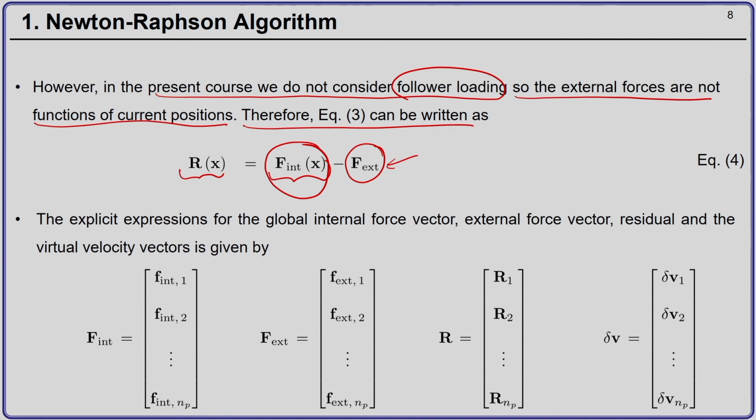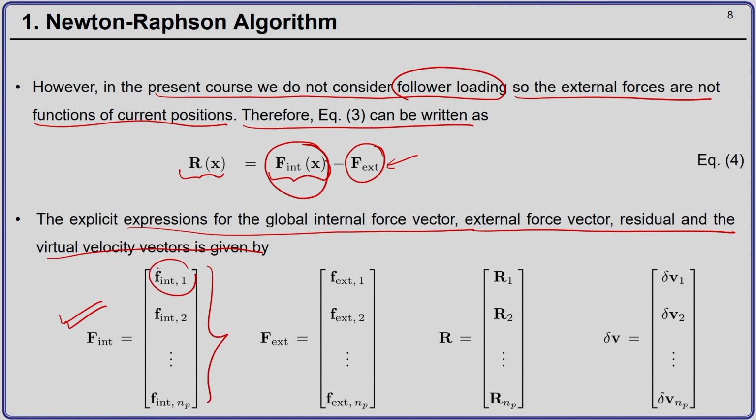Now, the explicit expressions for the global internal force vector, global external force vector, the residual and the virtual velocity vectors are given by the following array form. Where each of these values corresponds to, say, the internal forces corresponding to global node 1, internal forces corresponding to global node 2, this corresponds to the external forces corresponding to global node 1, this is the residual corresponding to global node 1, and del V 1 is the virtual velocity vector corresponding to global node 1.